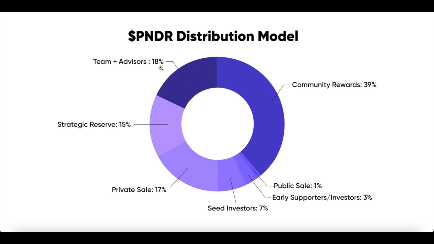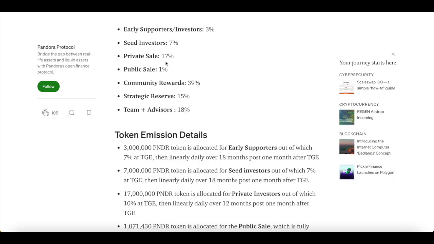Teams plus advisors getting 18%, and strategic reserve, that's 15%. Private sales is 17%, and seed investors 7%. Public sale, however, is only 1%. That's extremely low. So like I stated, it's not really up to me to decide if these tokens are distributed evenly, because I'm not the project's creator.